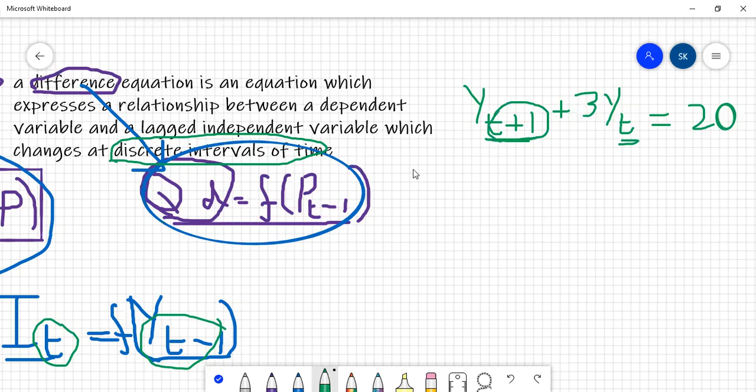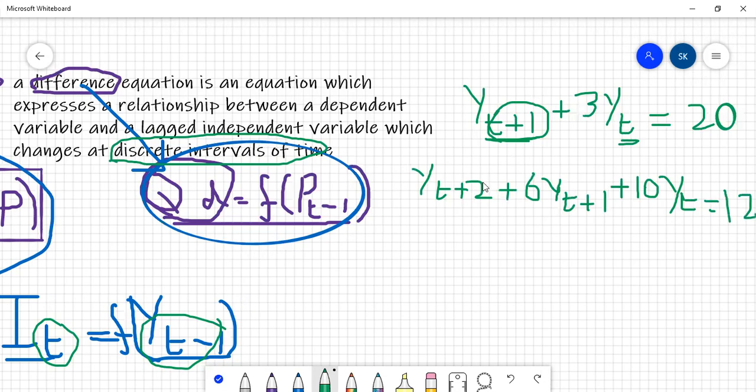Suppose we have another equation where we have yt plus 2 plus 6yt plus 1 plus 10yt is equal to, let's say, 12. Now this yt plus 2 is showing us that this is a second order difference equation. So t plus 1 means that it is a first order difference equation, while this one, due to this 2, is a second order difference equation.